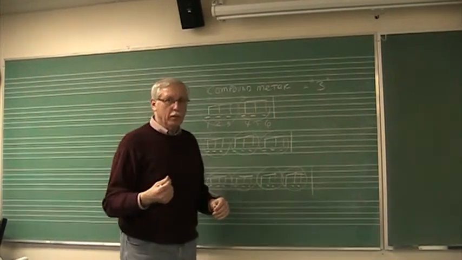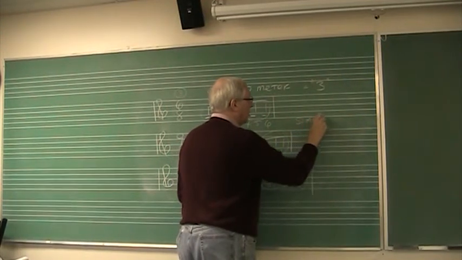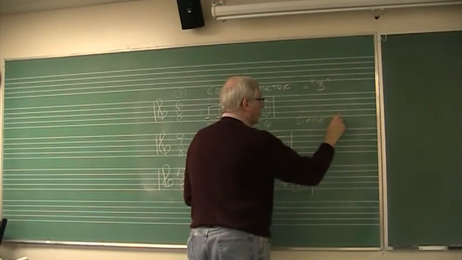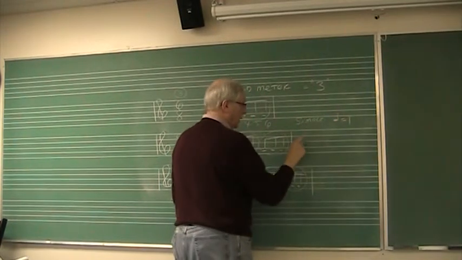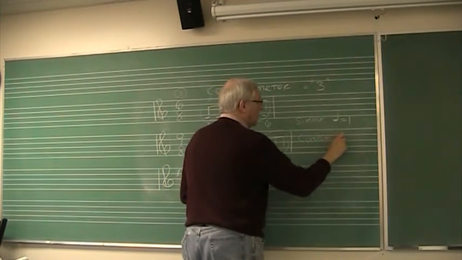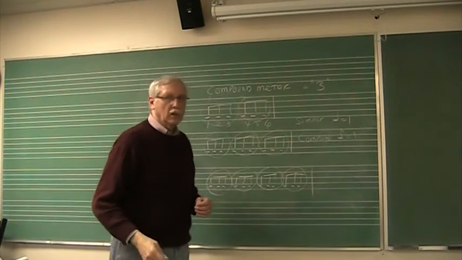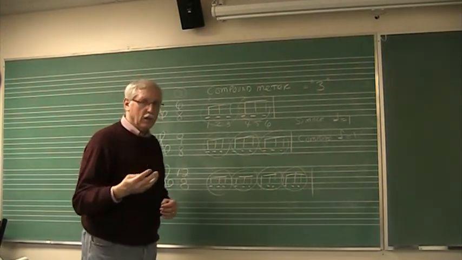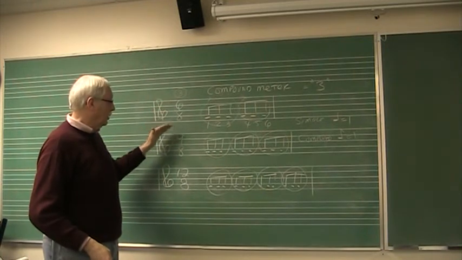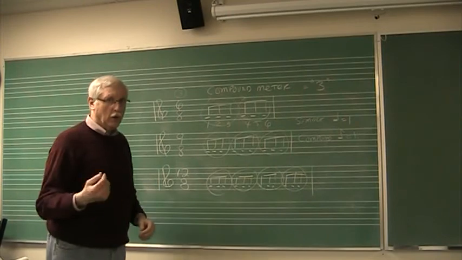So you're going to have to remember that in simple time, the note that got one count was the quarter note. But in compound time, the 8th note gets one count. So what you have to do is look at the beginning of the piece and see what the meter signature is. And this will help you to know whether it's simple time or compound time.